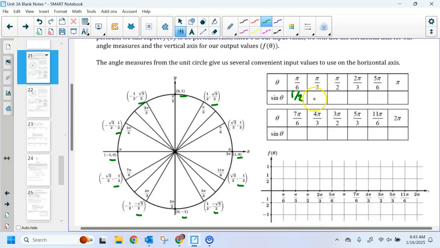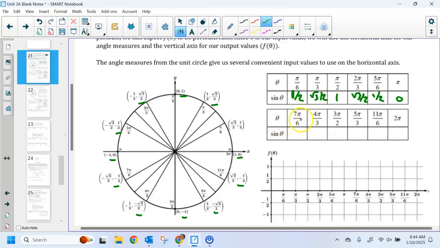So I have 1/2, and then I have rad 3 over 2. Pi over 2 maps to 1. 2 pi over 3, using symmetry of the unit circle, maps to rad 3 over 2. 5 pi over 6 goes to 1/2. Pi goes to 0. Notice that these values were all in the first and second quadrants, where the y values are positive because they are on the upper half of the grid above the x-axis.